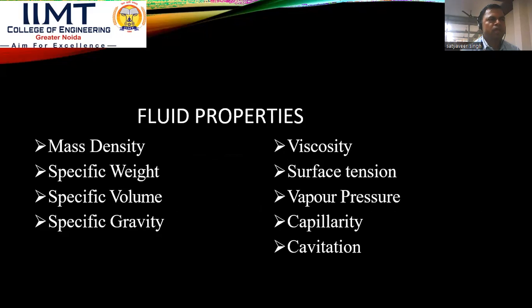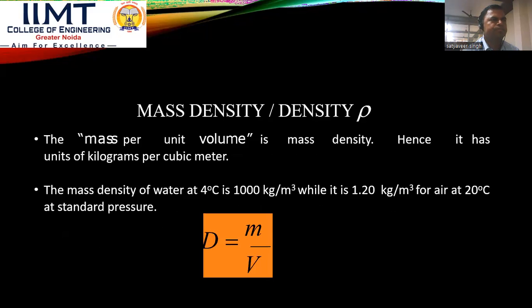There are a number of types of fluid properties. First is mass density. Next are specific weight, specific volume, specific gravity, viscosity, surface tension, vapor pressure, capillarity, and cavitation. So there are a number of properties of the fluid, which are called fluid properties. We will study one by one.